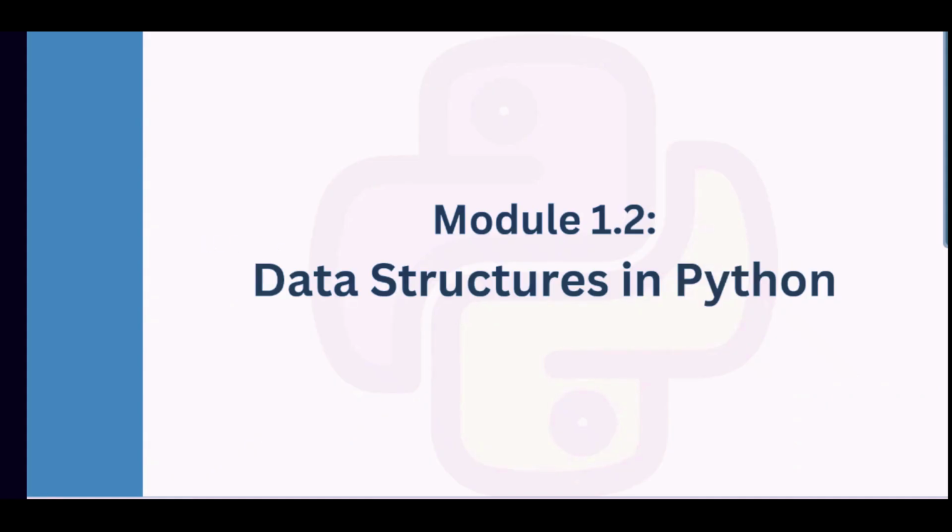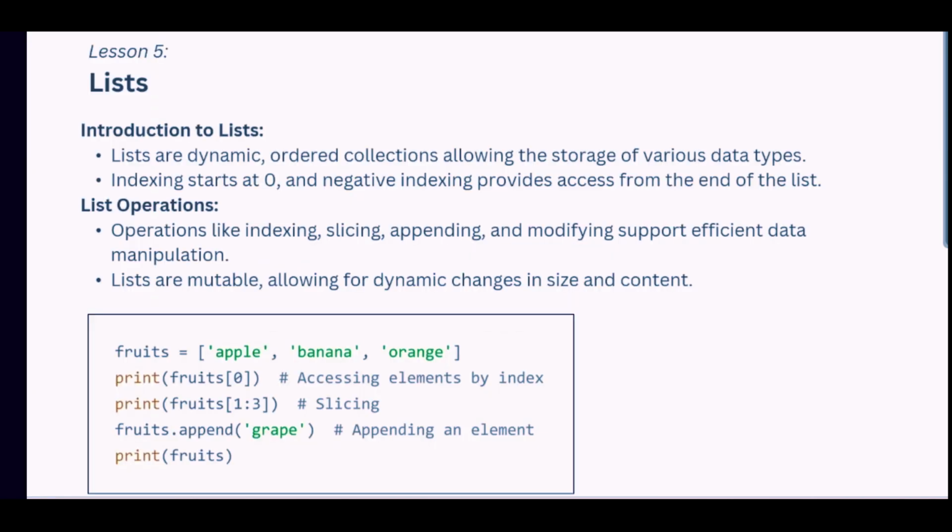Let's move to module 1.2, which is data structures in Python. There are different data types available in Python, and list is one of those. Lists are dynamic ordered collections allowing the storage of various data types. Here we need to note that indexing starts at 0 and negative indexing provides access from the end of the list. We denote any list by square brackets.